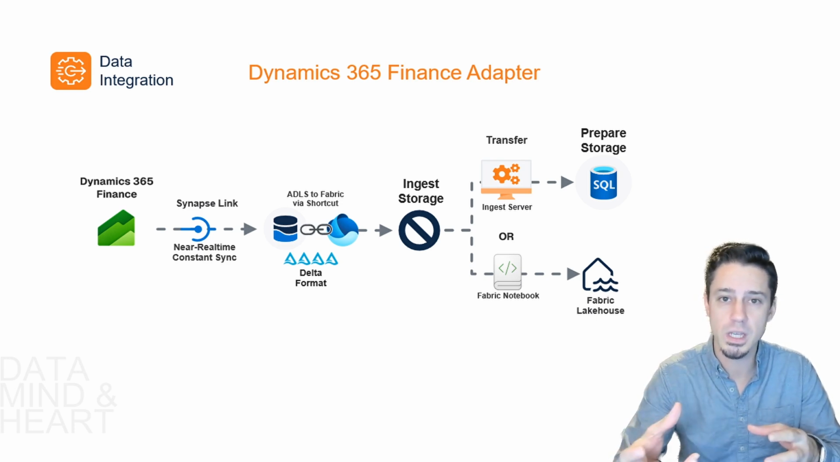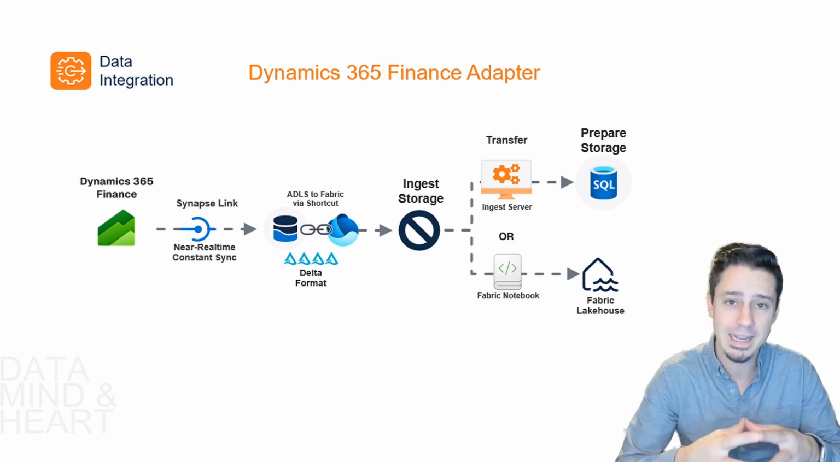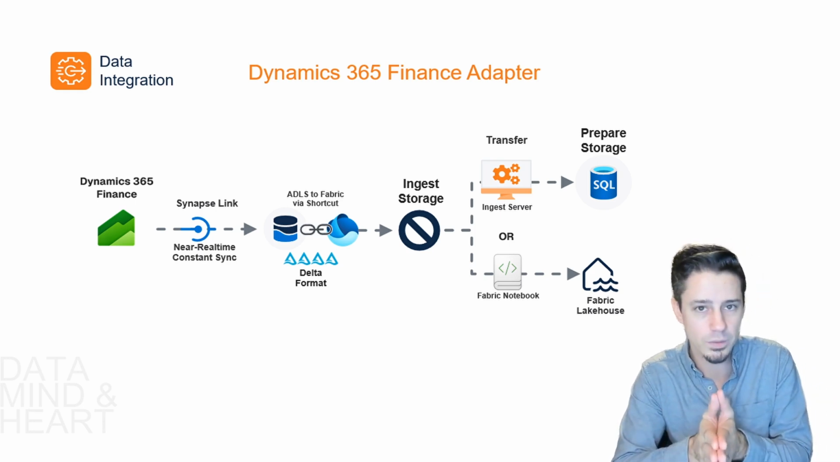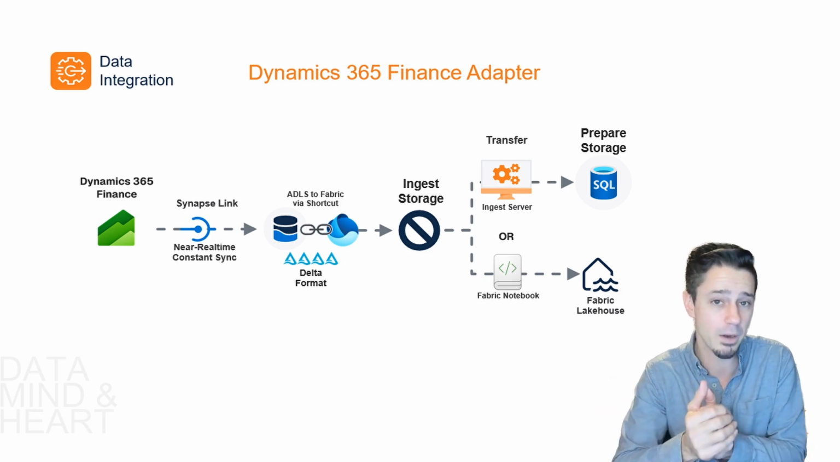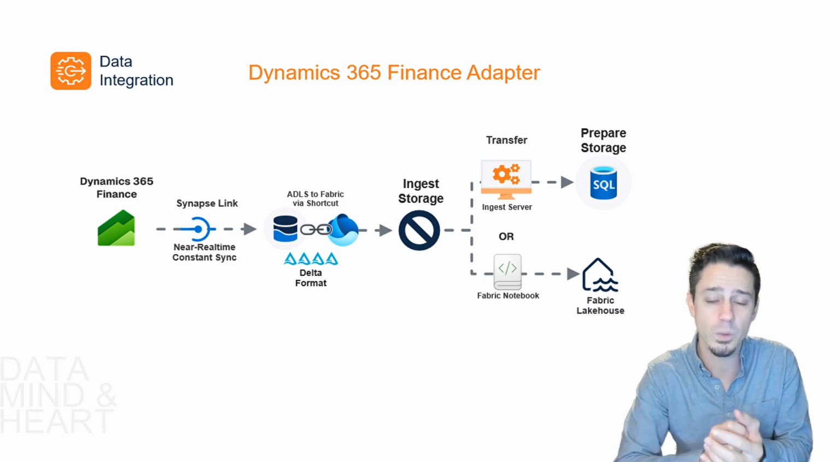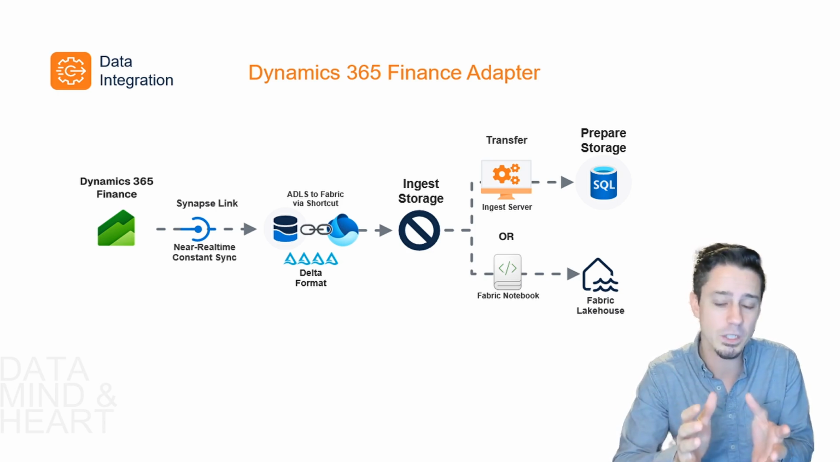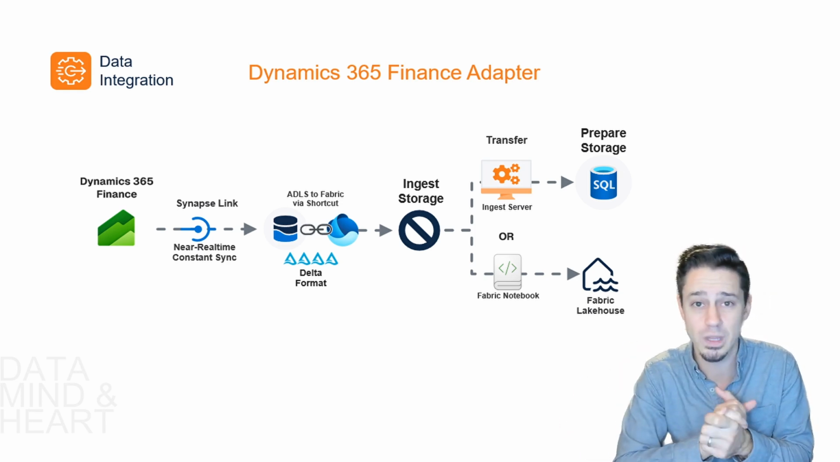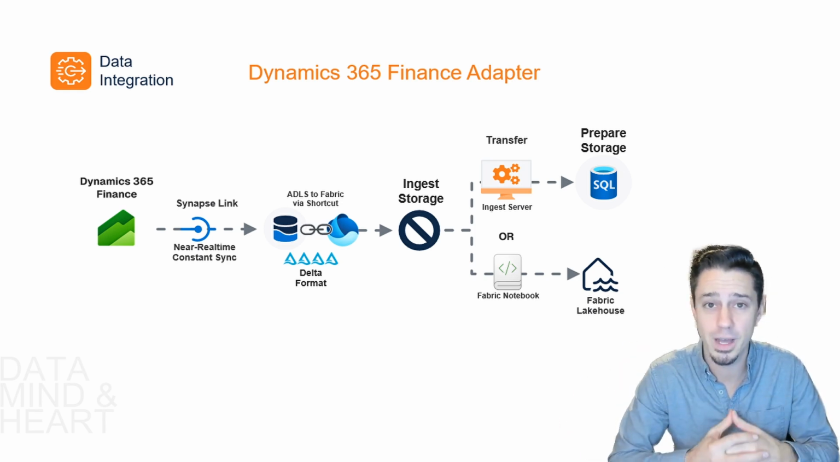Now, when you use the Dynamics 365 Finance Adapter, TimeXtender synchronizes with this data, but it doesn't move it into the ingest storage. You simply map that into the prepare storage, just like you would a traditional data source. And then when you execute, TimeXtender is going to skip the ingest storage and move those Parquet files directly into the prepare storage. Let me show you how to set this up.